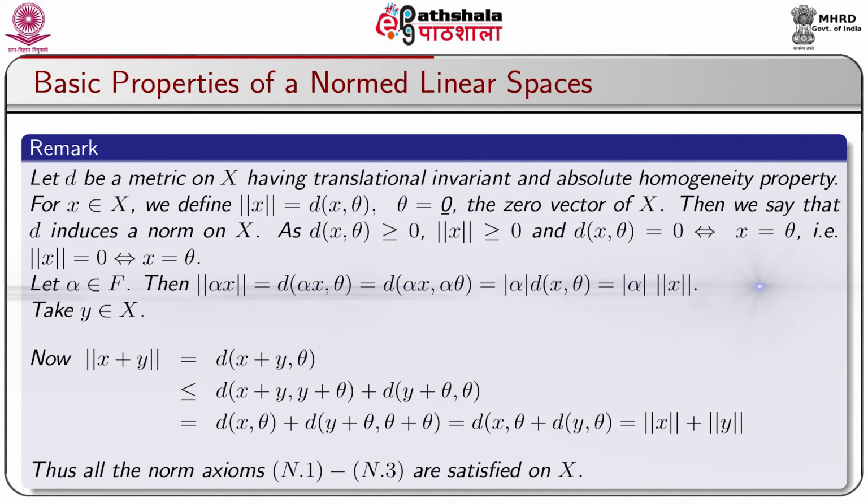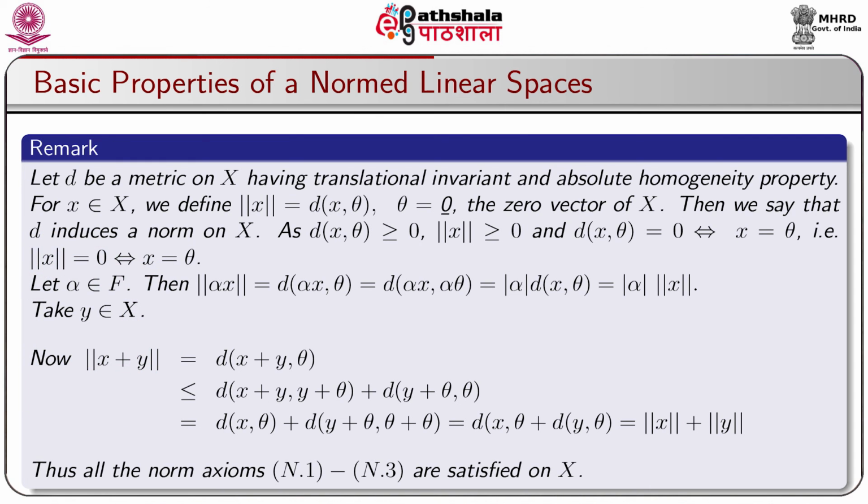Let alpha belong to F, that is, alpha is an element of the scalar field F. Then the norm of alpha x is equal to d of alpha x, theta by the definition of the norm of x. That is, d of alpha x, theta is equal to d of alpha x, alpha theta, because alpha theta is equal to theta, which is equal to mod of alpha into d of x, theta, which is also equal to mod of alpha into the norm of x.